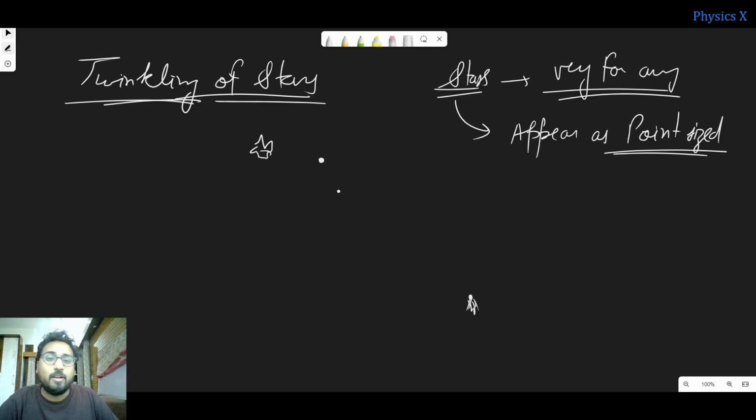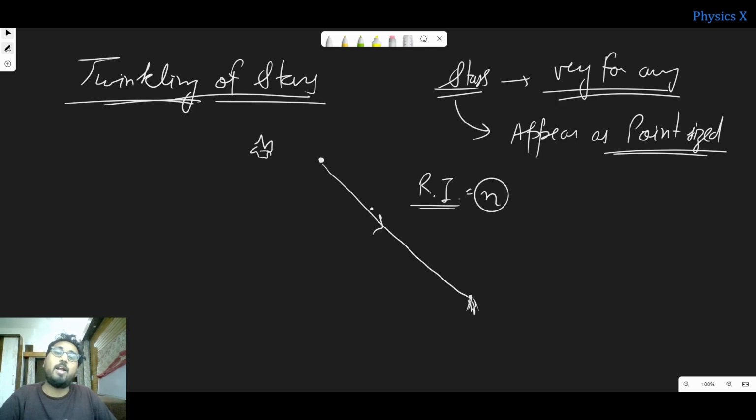I told you that the temperature of air is not even. When the hot air rises up, suppose it is denser at the bottom and rarer on the top. So what happens? This ray of light must go like this, right? If there is only one medium, if the refractive index is uniform, some constant, let us say n, then this straight light will be reaching your eye, and you won't be seeing any twinkling.